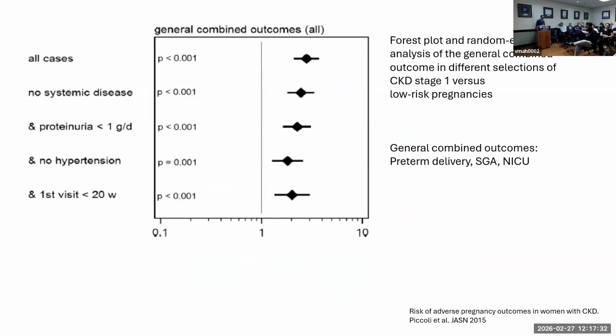So the interesting thing about this paper, published in 2015, was that they basically suggested that chronic kidney disease stage 1 patients with preserved kidney function were still at risk of negative outcomes. They compared their CKD stage 1 patients versus low risk pregnancies. So they have all cases. Then it said if they didn't have any systemic disease, no proteinuria and no hypertension, and their first visit was less than 20 weeks.